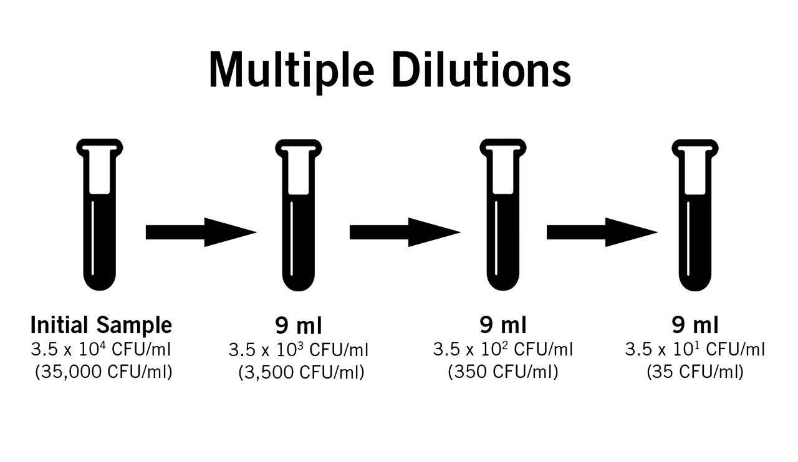We would take 1 milliliter from the initial tube and place it in 9 milliliters. This would equal 3,500 CFU per milliliter, or 10 to the third. Another dilution would take the concentration to 350 CFU per milliliter, or 10 to the second. And the final dilution would equal 35 CFU per mil, our target concentration.